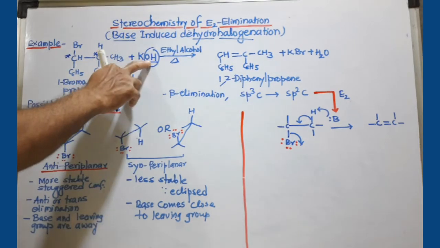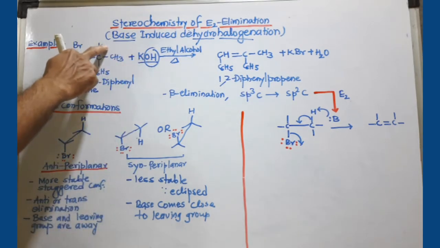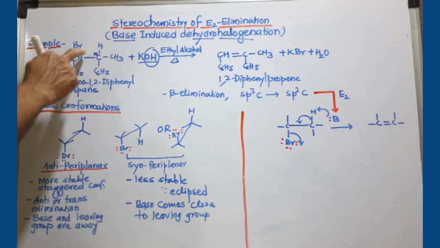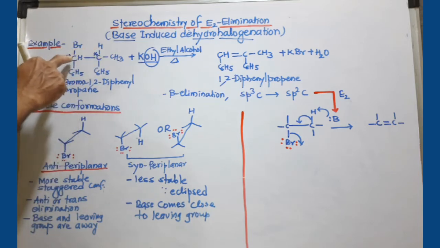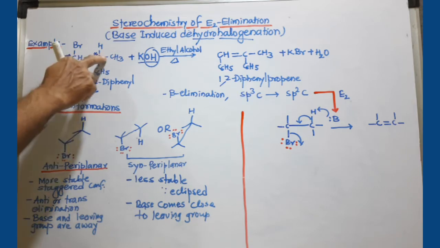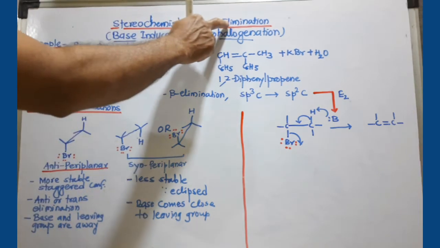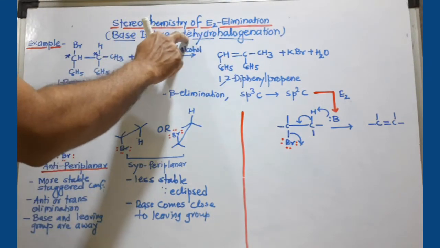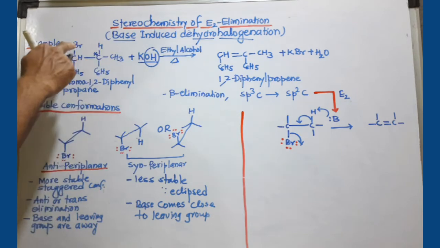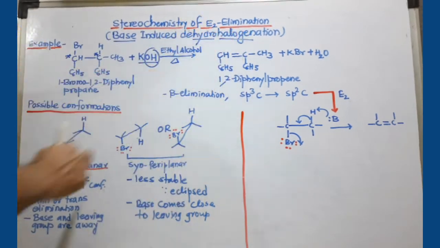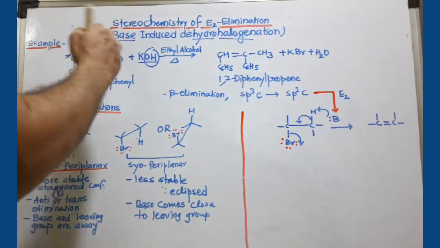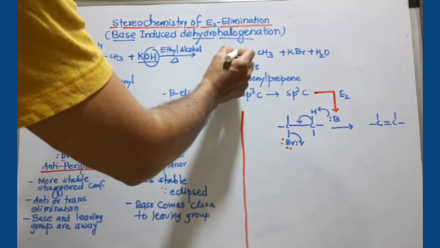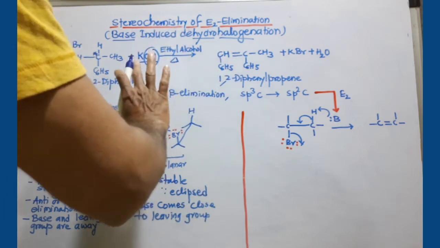So this base is actually removing this hydrogen and halogen, and there is a formation of a pi bond between these two carbons, carbon number 1 and carbon number 2. This is called an elimination reaction. So this is base-induced dehydrohalogenation. D means removal of hydrogen and halogen, hence dehydrohalogenation reaction. Now see, this alkene is produced. This pi bond is formed during this reaction.